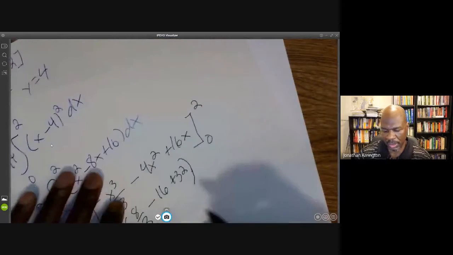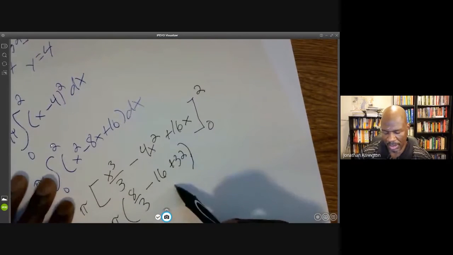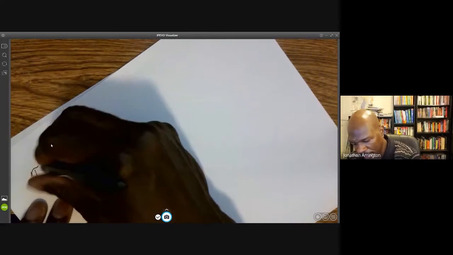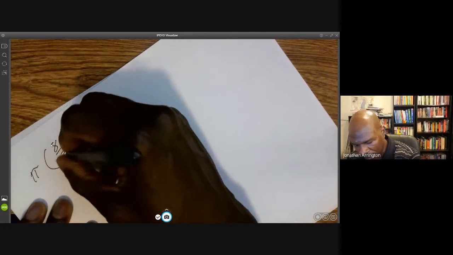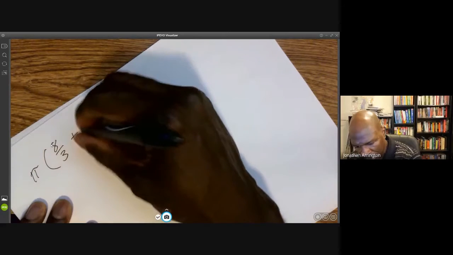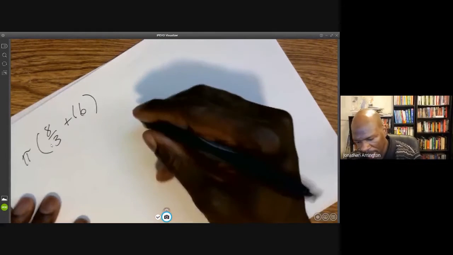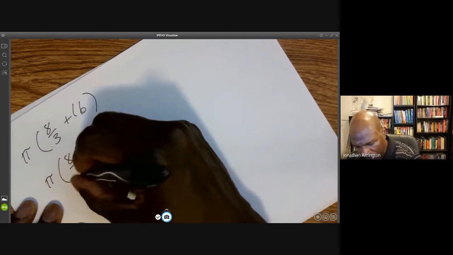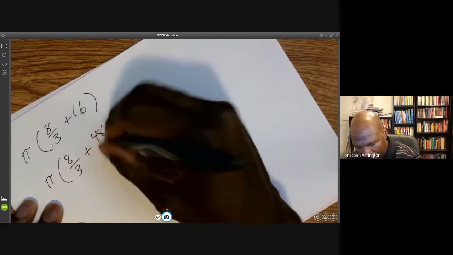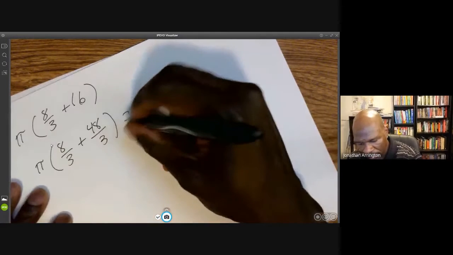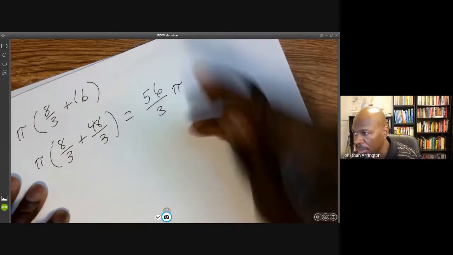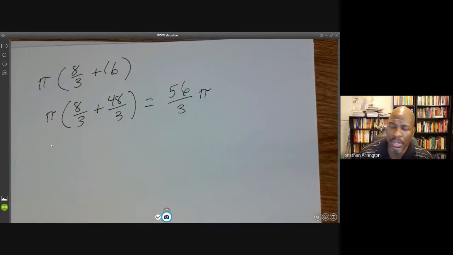So again, the sum of these two is going to be 16, and then you have this 8 over 3. So this is pi times 8 over 3 plus 16. And 16 is 48 over 3, so this is pi times 8 over 3 plus 48 over 3, which would be 56 over 3 pi. All right, so that's how that first particular example goes.